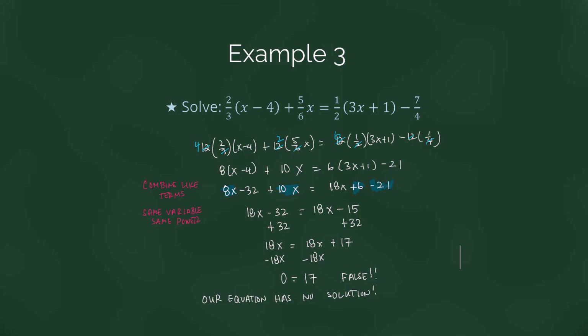And the way we recognize that is that we do all of the work to solve it, and then we end up with something like 0 equals 17, some mathematical statement that makes absolutely no sense, which we know for a fact is false, and that tells us that our equation has no solution.